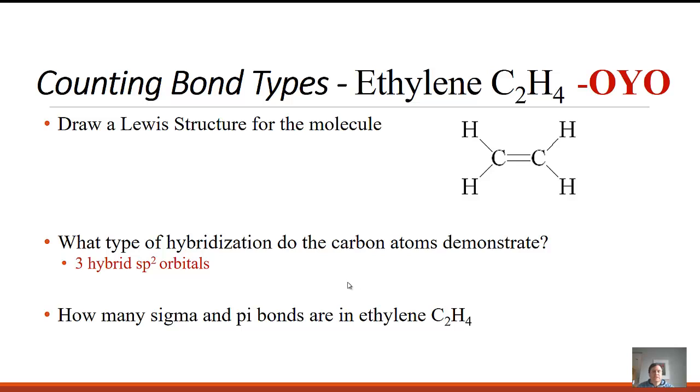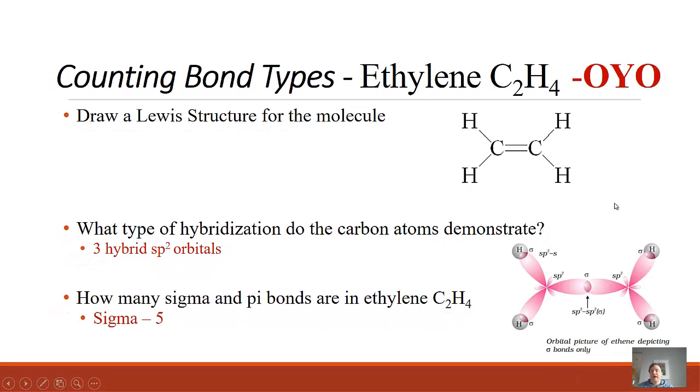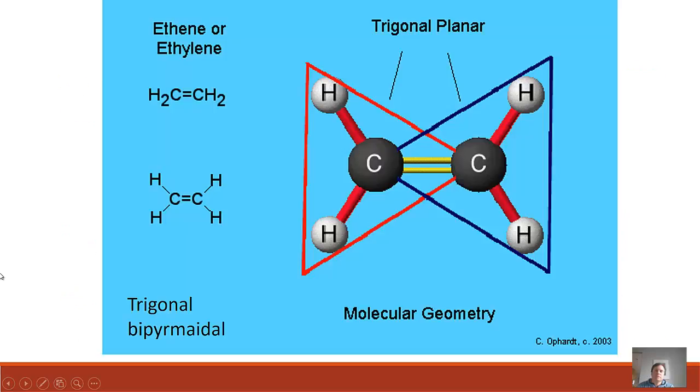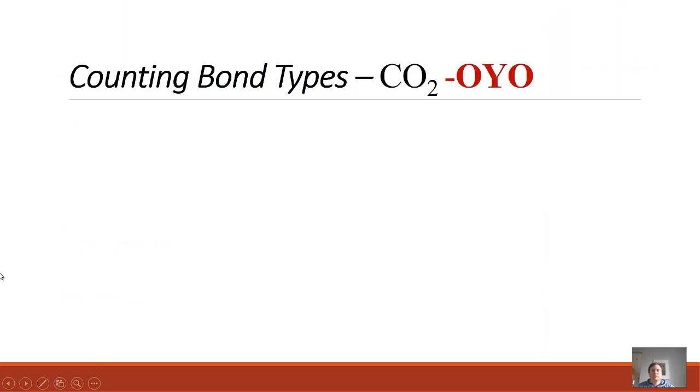Now, how many sigma and pi bonds are in it? Let's do singles first. We have 1, 2, 3, 4, and then remember one's here. It's 5 sigma, and then we're going to have 1 pi bond in there as well. So hopefully this wasn't too hard for you.